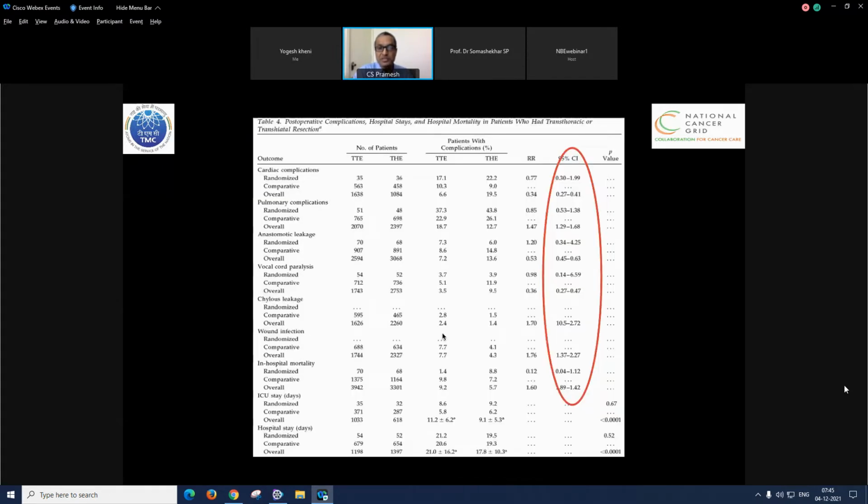Nevertheless, what we have from this is that if you look at the complications, the anastomotic leaks, the vocal cord palsy, there doesn't seem to be a very big difference between a transthoracic and a transhiatal approach when you look at the overall data. But I'll point out that while the cardiac complications seem to be much higher with a transhiatal, probably because of the partly blind mobilization of the intrathoracic esophagus, the pulmonary complications seem to be higher with the transthoracic esophagectomy. But this is as far as all the 50 trials are concerned.